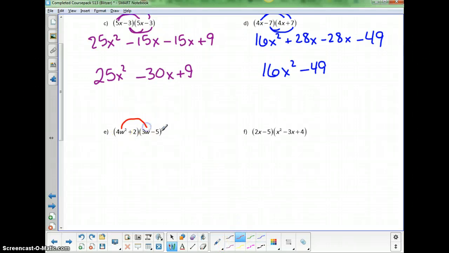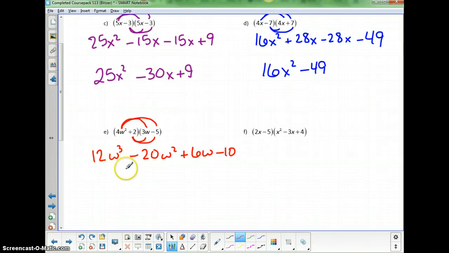4w squared times 3w is going to be 12w cubed, minus 20w squared from 4 times 5. Then I'm going to have plus 2 times 3w is 6w, and 2 times 5, so minus 10. There aren't any like terms in this one, so it's already done. I only have to combine if I do have like terms, and this one doesn't.